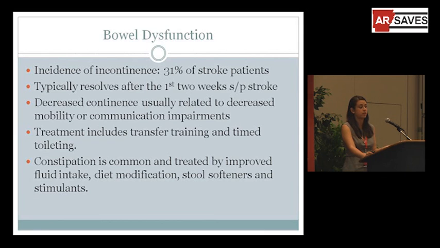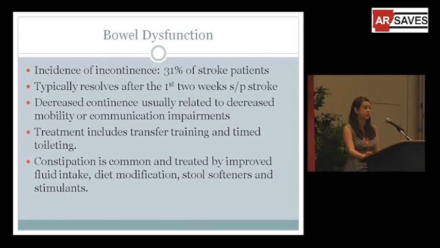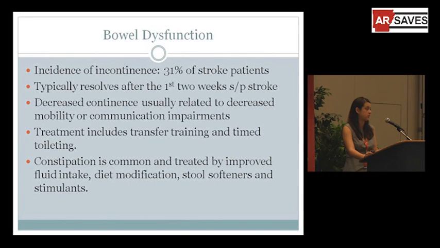And so the first-line treatment for both bowel and bladder is timed voiding because of these patients' inability to voice their needs. Constipation is also pretty common in this patient population, and it's treated as you would anybody with constipation: improving fluid intake and fiber intake, as well as stool softeners and medication management for bowel control.